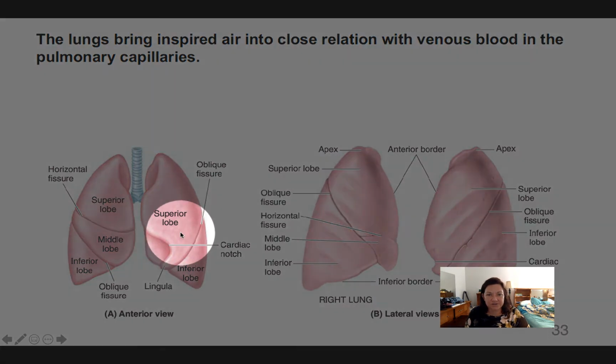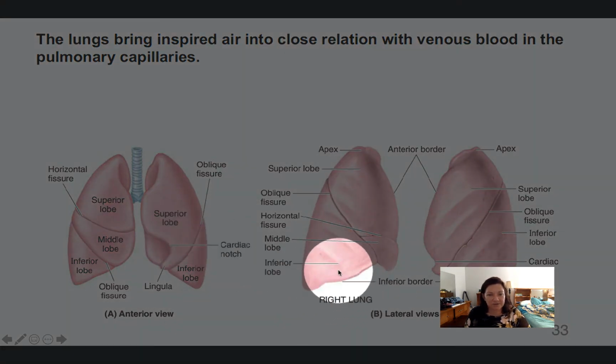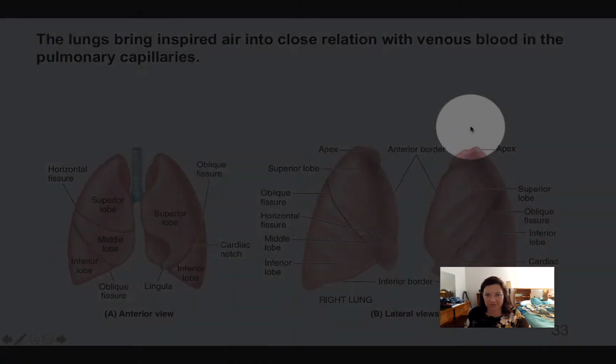On the posterior surface, as you probably already know from lab, you have borders and surfaces of the lungs. So the inferior border is the edge of this surface that I'm looking at, and the flat surface that interfaces with the diaphragm is the diaphragmatic surface, or the base of the lung. Conversely, the apex of the lung is rostral.